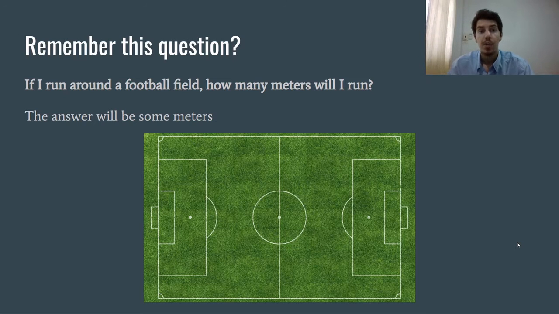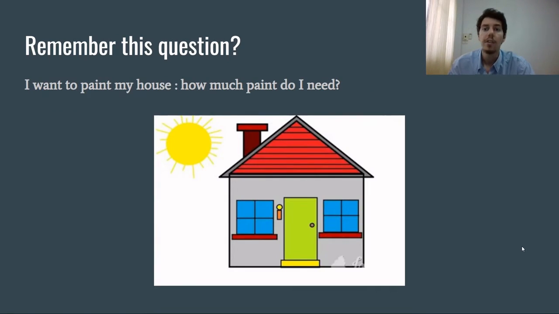Okay guys, so every time I ask you how many meters did you run if you want to run around something, every time you will answer me, I will run some meters. Okay, the perimeter in math is always some meters or centimeters or kilometers, but it's always something meters. And there is a big difference with this kind of question.